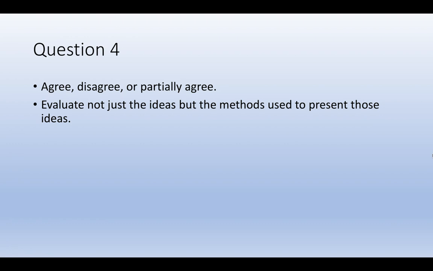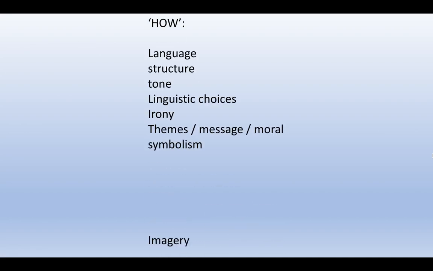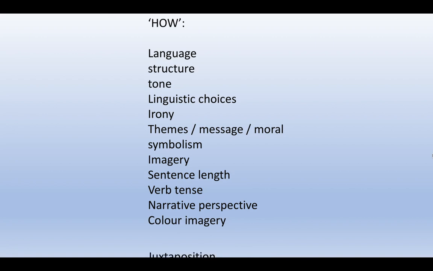And there has been some confusion with this question. What do we write about in question 4? Well, if you look at the mark schemes for all of the past papers and sample papers, you can write about anything as long as it informs your answer. So you can write about language and sentence length, structure, tone, narrative perspective, themes, verb tense, color imagery, juxtaposition, all of these kinds of things, if it informs your answer.